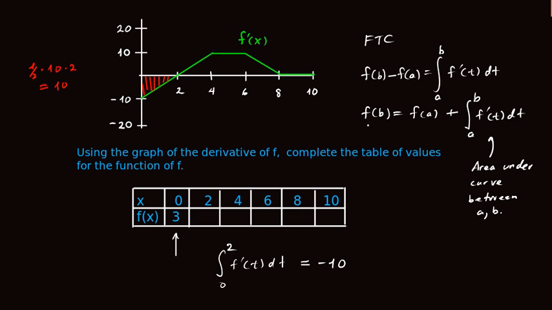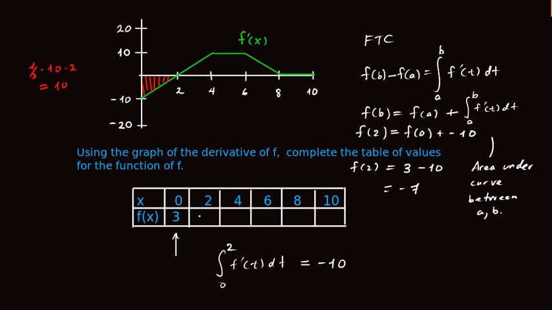Okay, so the value at 2 is equal to the value at 0 plus, in our case, minus 10. And the value at 0 is 3. So f of 2, the value at 2, is 3 minus 10, which is minus 7. In other words, between 0 and 2, the total change is minus 10. So if I start at 3, I end up at minus 7.